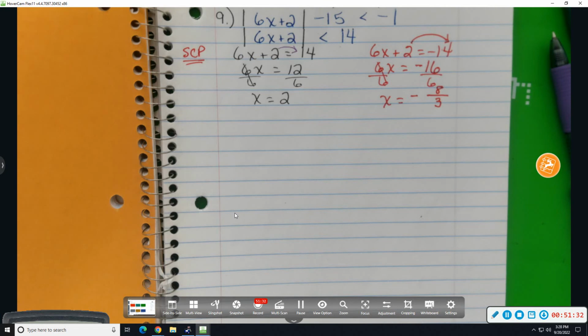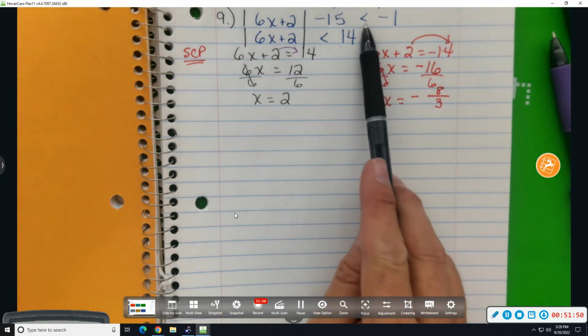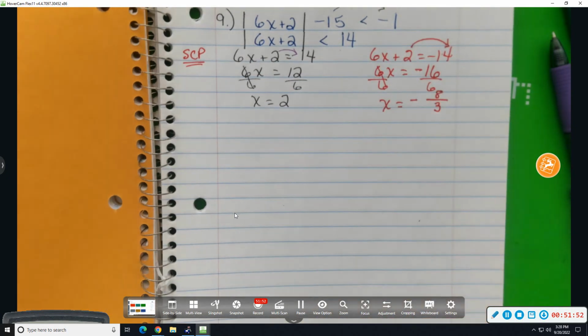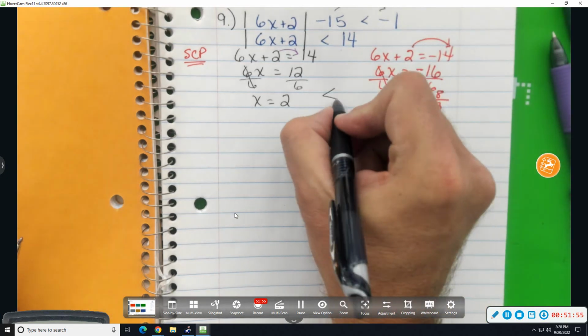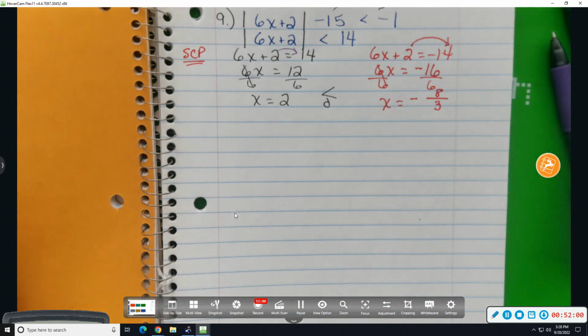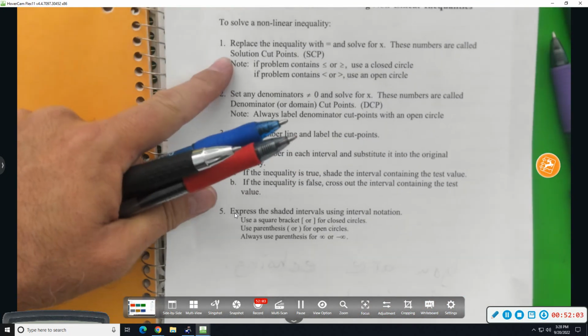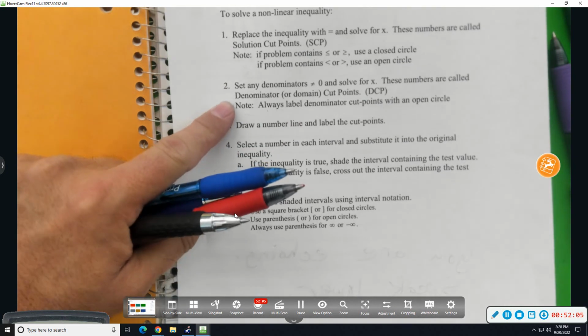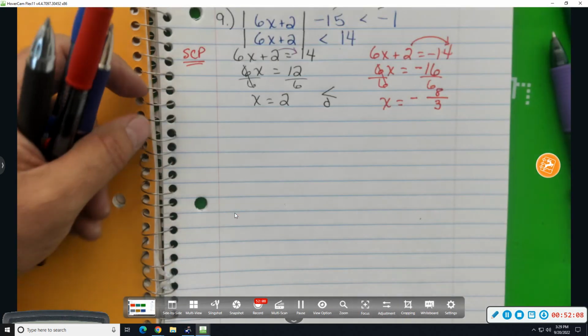Houston's going to always want you to simplify those fractions. I'm afraid if you left it as 16 over 6, it's going to count it wrong and not tell you what you did wrong. Something so minor. Okay, open or closed? Let's decide on open and closed circles. Open because it's not less than or equal to, just less than. So for the solution cut points, you look at the symbol, it's open. So that was finding the solution cut points. There's no fraction, so there's no denominator cut point.